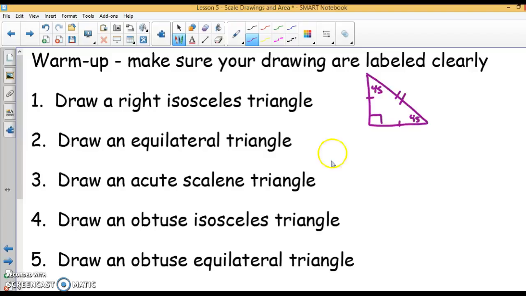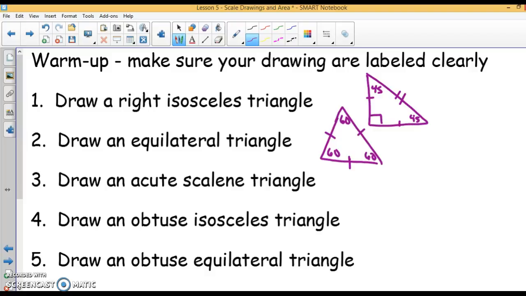Equilateral triangle. So when I draw this, equilateral means 3 equal sides. If it's got 3 equal sides, it also has 3 equal angles. So they would each be 60. You can either mark it with the hashes, or you could write 10 inches, 10 inches, 10 inches. Same thing here. I could have written 7 inches, 7 inches, and made that something else.